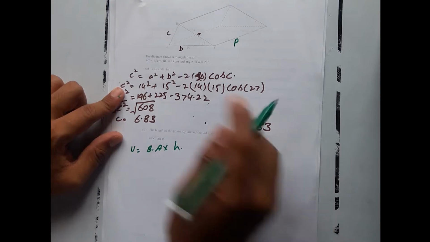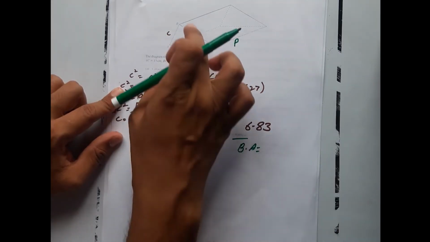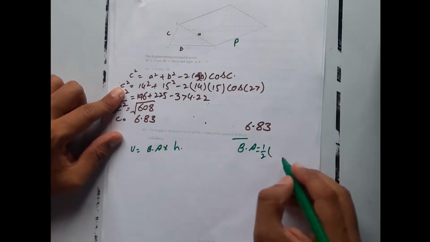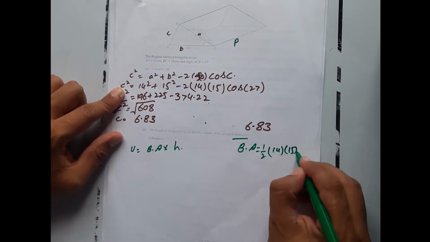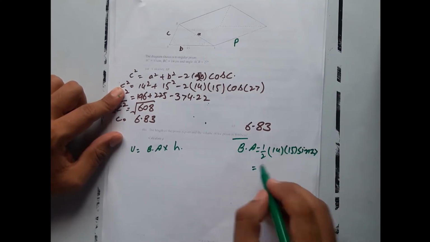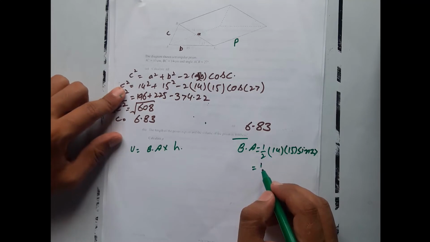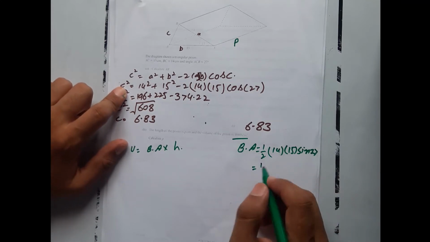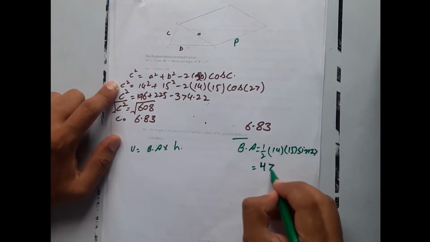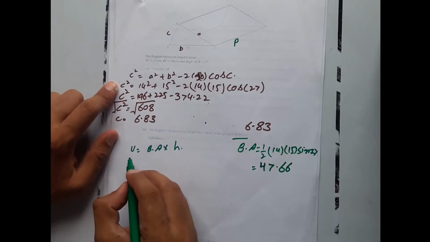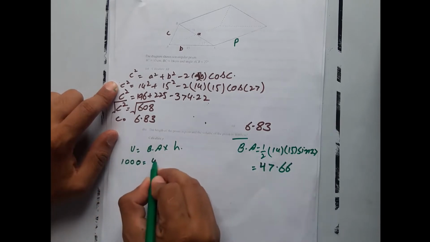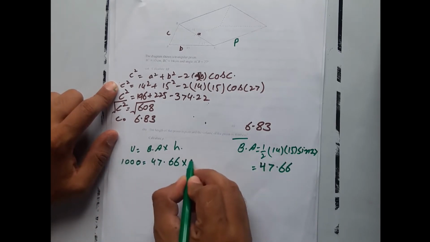Base area is, it's not a right angle triangle, two joint sides and one joint angle are given, so we will use 1 over 2 into 14 into 15 into sine theta, which is 27. After simplifying it, this will become 47.66. Now we have to find the height. Volume is 1000, base area is 47.66 and height is p.